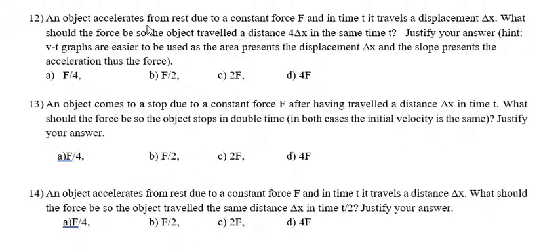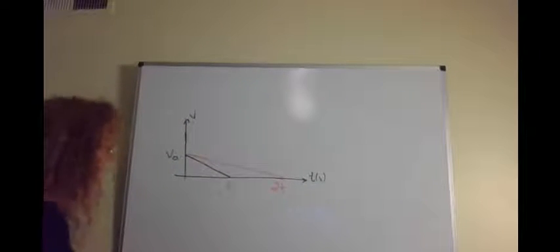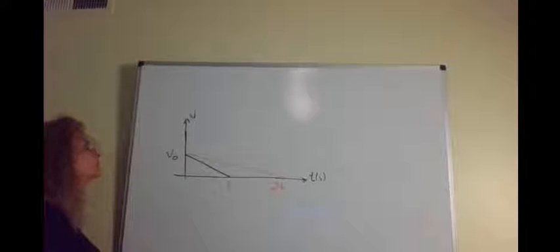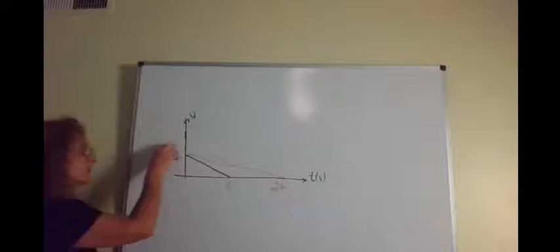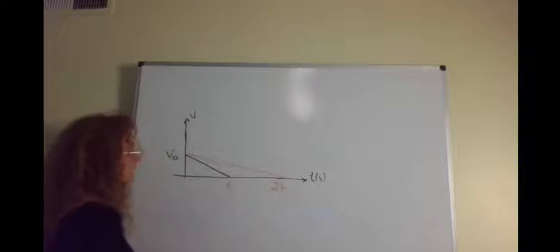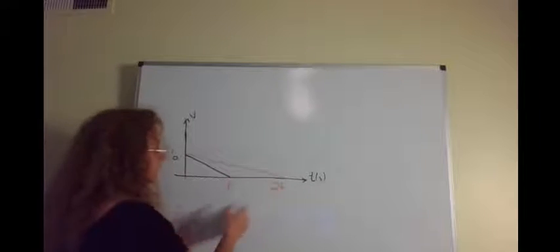Problem 13. Again, I need to use the velocity time graph. I have an object, a car, that has an initial velocity. It stops at some time t because of a constant force. What should the force be so the object stops in double time, so it slows down more smoothly? We have this case. So we have two cars. They both slow down from the same initial velocity. They stop. But the one does it at time t, the other one does it at double time.